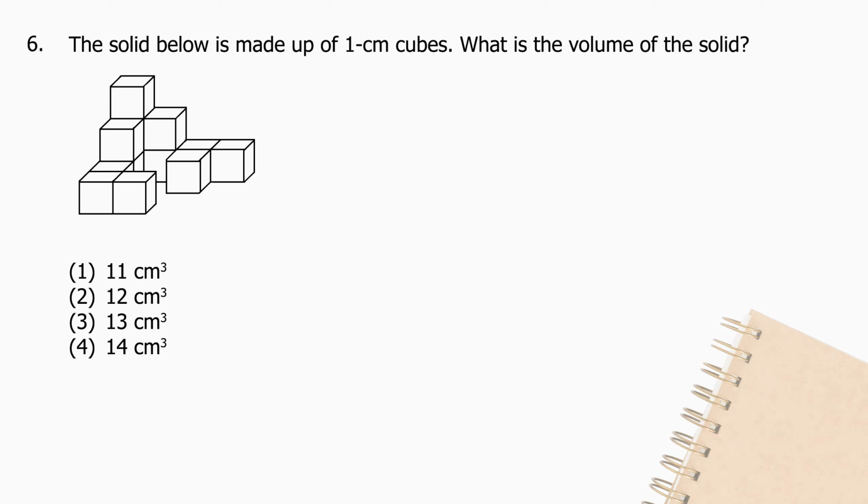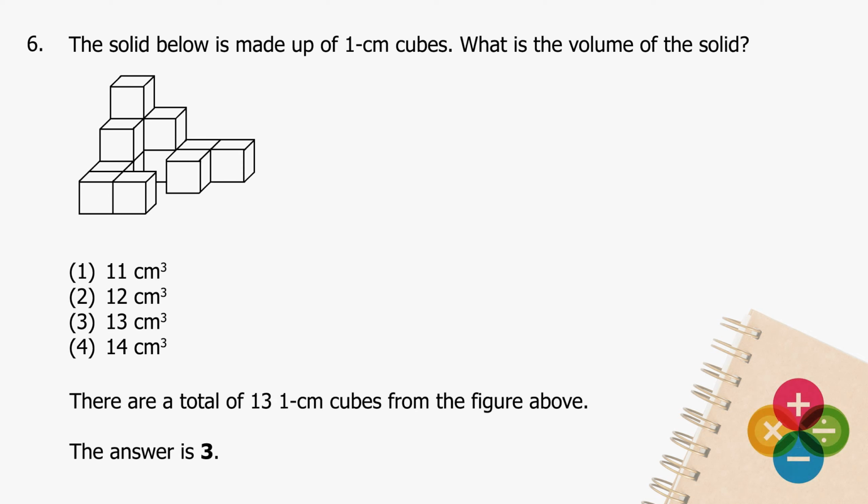Question 6. The solid below is made up of 1 cm cubes. What is the volume of the solid? There are a total of 13 1 cm cubes from the figure above. The answer is 3.